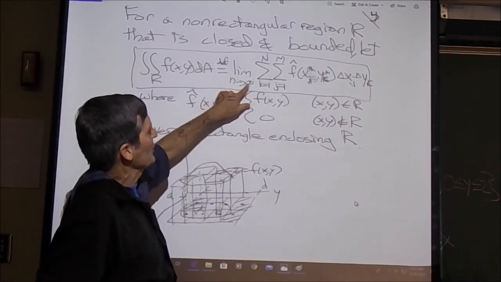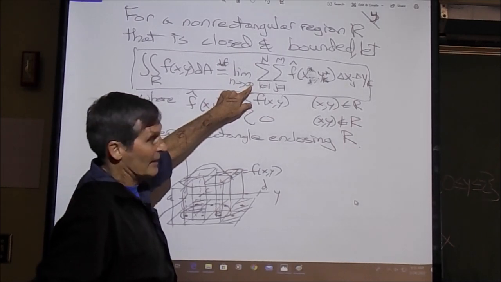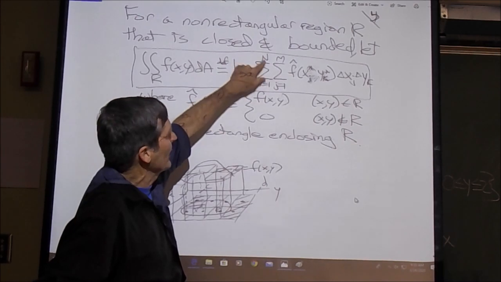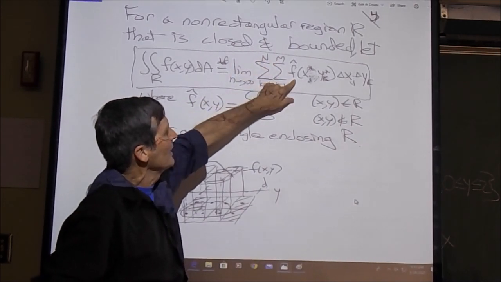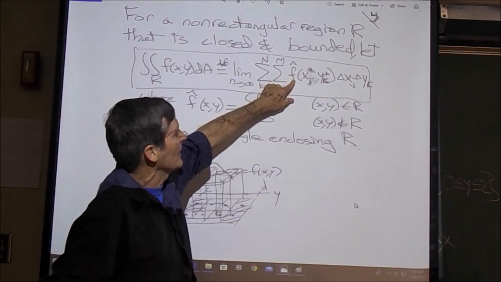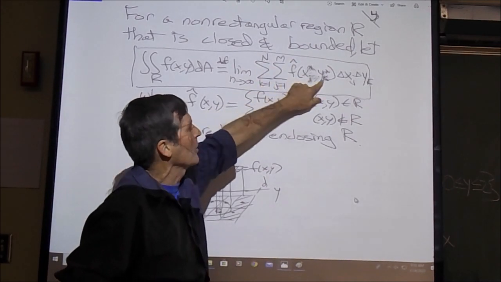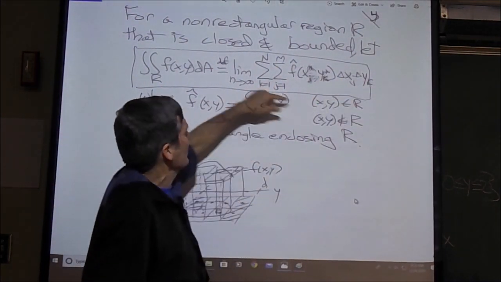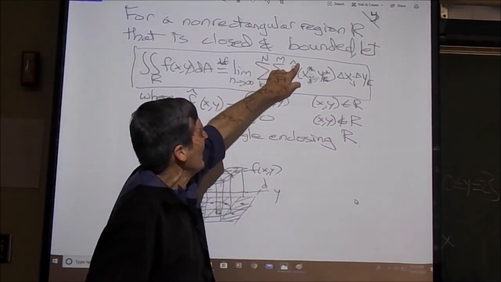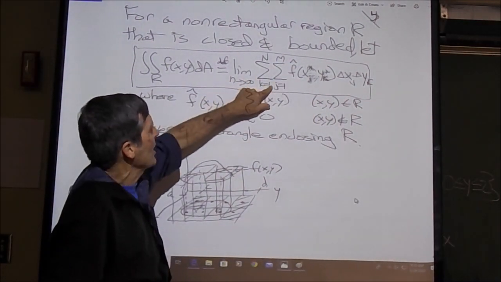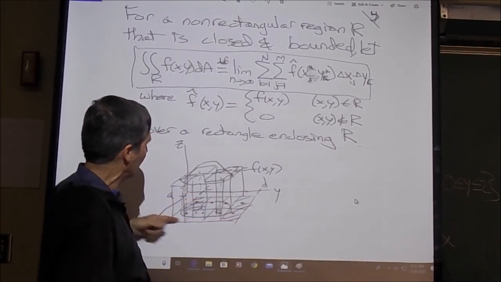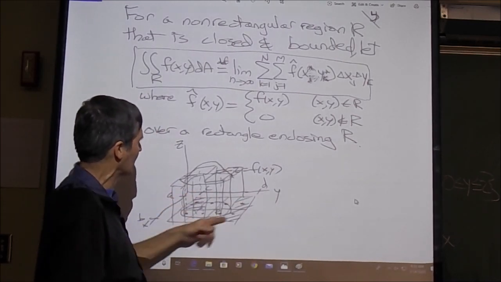We're going to take the limit as the number of subrectangles over the region goes to infinity of the sum k equals 1 to n, j equals 1 to m again. Instead of f of x j star, y k star, we're going to take f hat of x j star, y k star times delta x j delta y k as before. It's the same thing as before in its look, but f hat is this, and the limit of the sum is not over a rectangle, it's over a big rectangle that encloses the region.